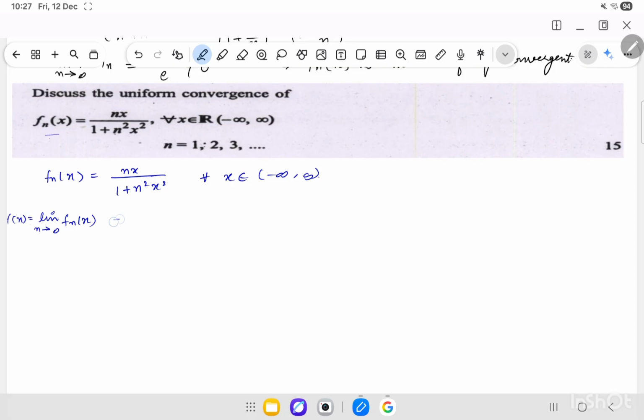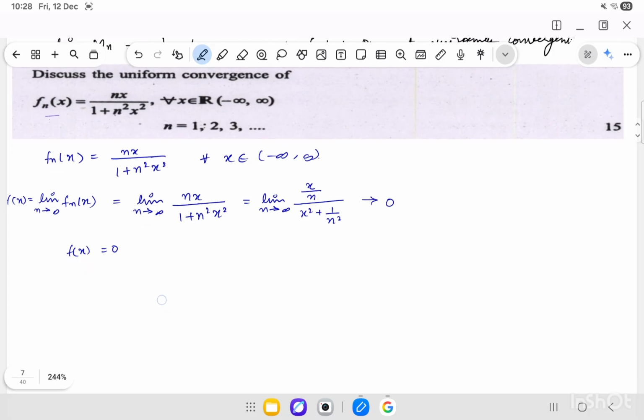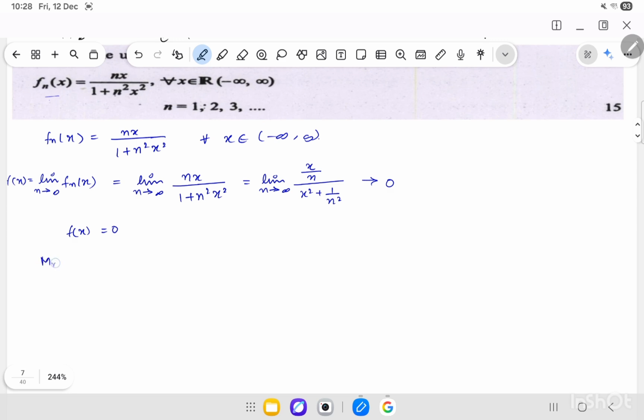So this will be equal to the limit as n approaches infinity of nx divided by 1 plus n square x square, and if I evaluate it, it will be equal to the limit of (x by n) divided by (x square plus 1 by n square), and it will approach 0. So I got my f(x) as 0. Now we'll show that it is not uniformly convergent. There are two methods. One is to use the mn definition again, that is the supremum of the absolute value of fn(x) minus f(x).